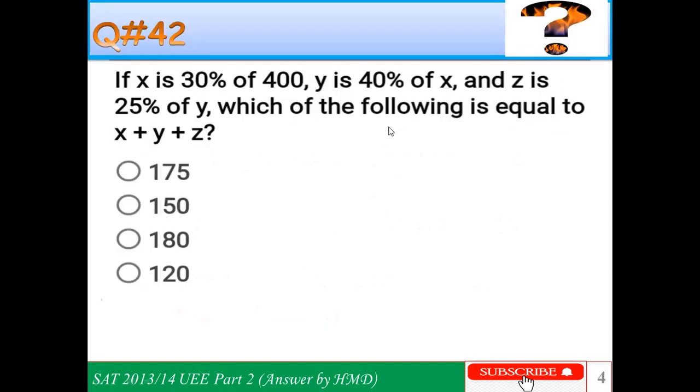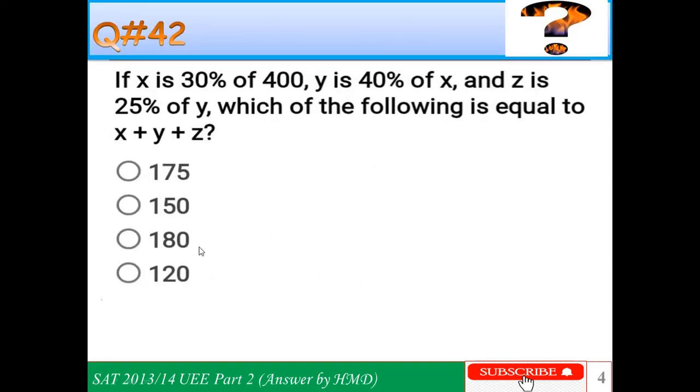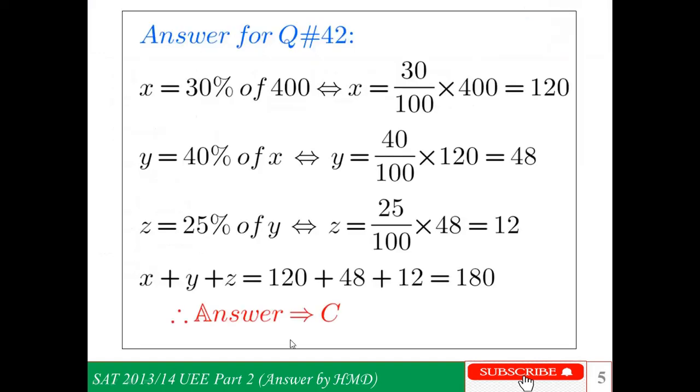So the question says, which one of the following is equal to x plus y plus z, right? So x plus y plus z is equal to 120 plus 48 plus 12, which is equal to 180. So the answer is going to be C.